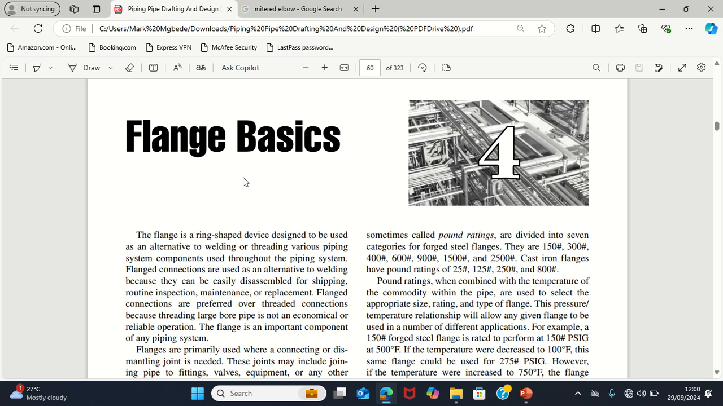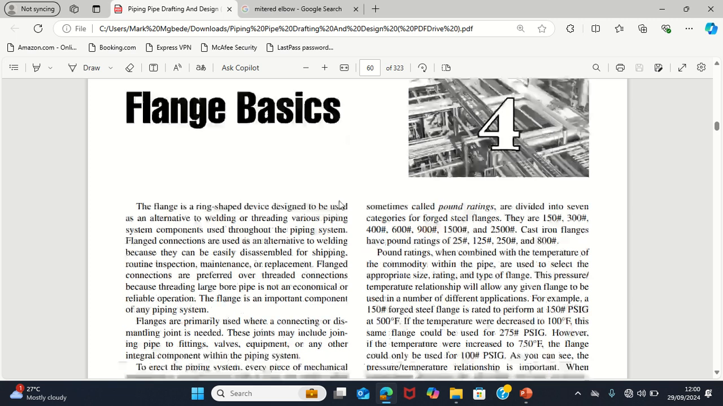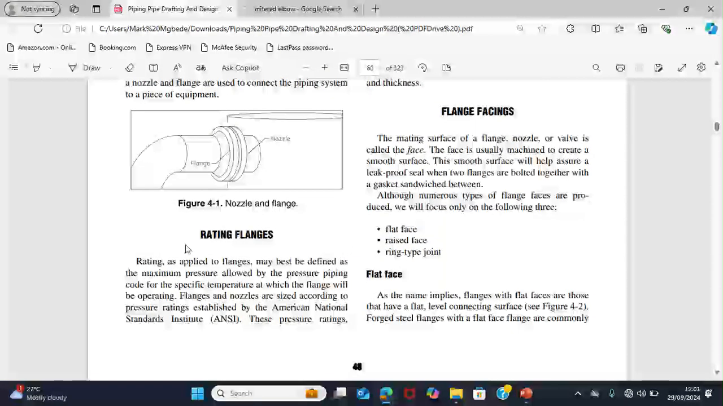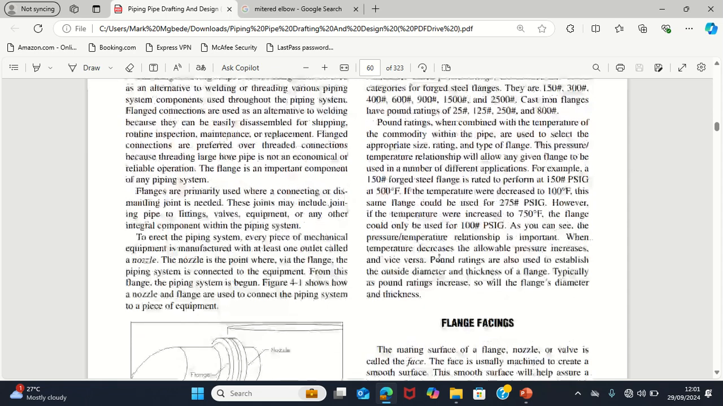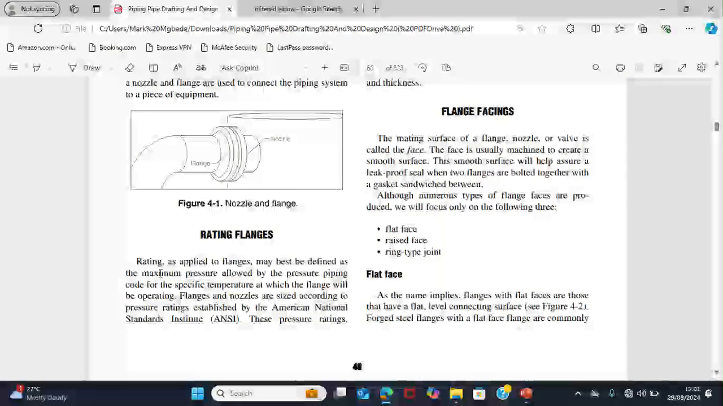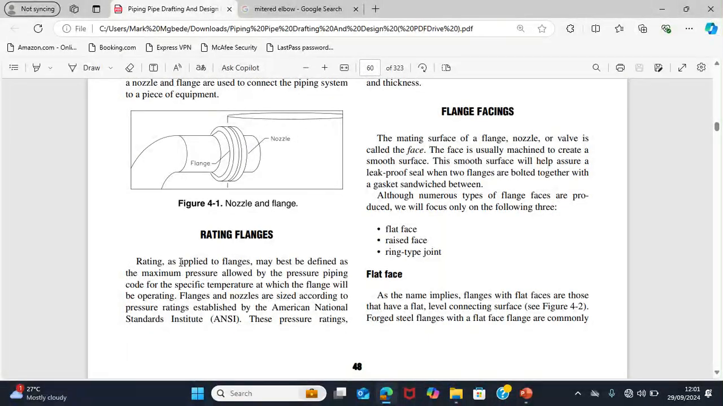has what we call a nozzle, and a nozzle is either for fluid inlet or for fluid outlet. And that nozzle has a flange, which gives a connection between that equipment and the piping system. Now, a flange is rated in pounds. What is pound rating? What is the rating of a flange?